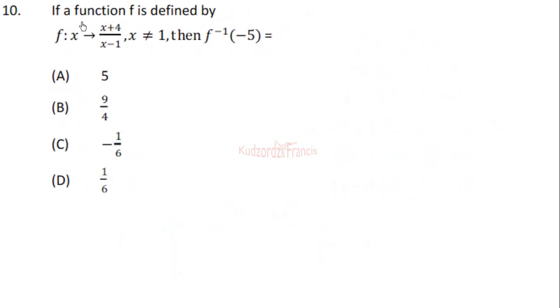Now let us look at the number 10. If a function f is defined by f such that x maps onto x plus 4 over x minus 1, where x is not equal to 1, then f inverse of negative 5 is equal to what? Now let's go ahead to find the inverse of f. You can see directly that the inverse will be the same as this, but let's show that the inverse is still the same. It is reflexive.